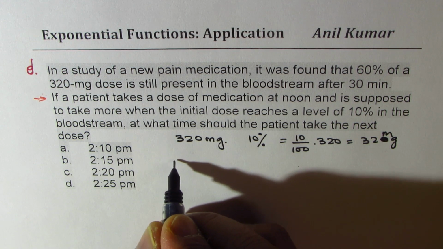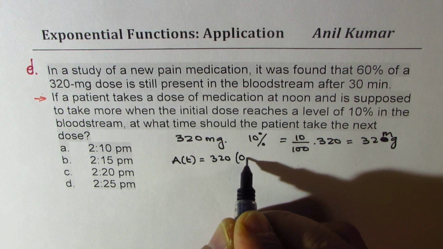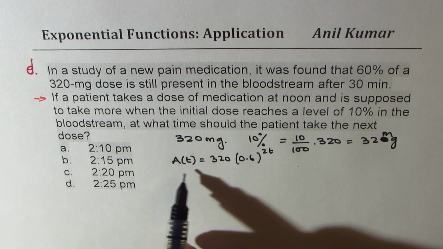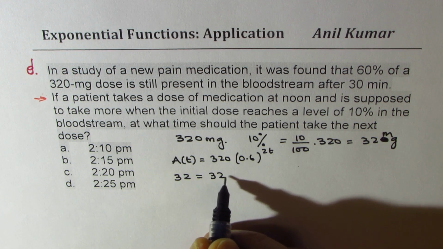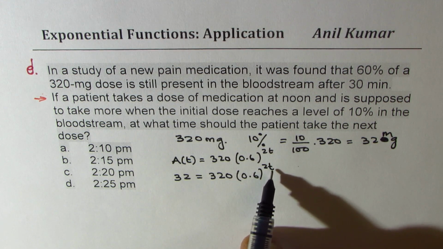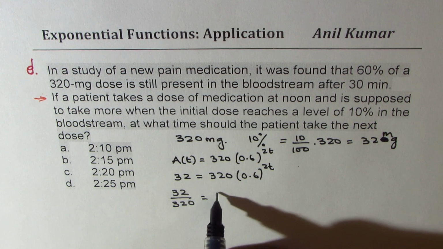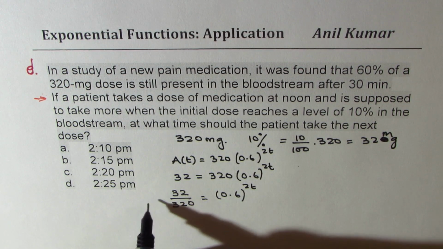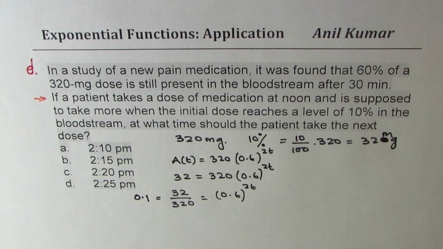Now, we want to find the time when it reaches 32 milligrams. So the formula was E of t equals 320 times 0.6 to the power of 2t, right? So now the final amount is 32. So it is 32 equals 320 times 0.6 to the power of 2t. We need to find this time t now. So let's reorganize. So we have 32 over 320 equals 0.6 to the power of 2t. Now that is equal to, you can say, 1 over 10 or 0.1.